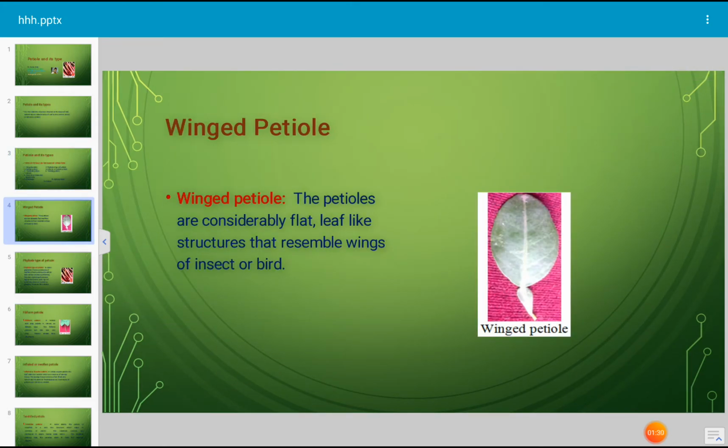The petioles which are considerably flat, which are leaf-like structures that resemble the wings of insects or birds. Such type of petiole occurs in citrus plant as shown in the photograph. Such type of petiole or the stalk of the leaf is described as winged petiole.